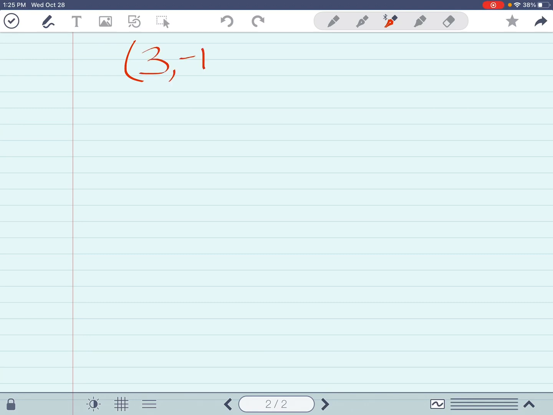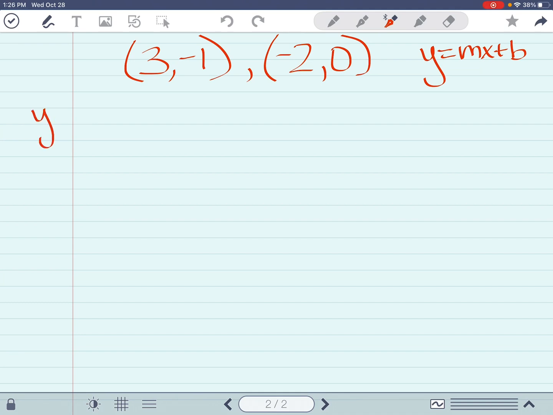Now the next slide, I'm going to remind you that if you're given 2 points, like (3, -1) and (-2, 0), let's say we're given these 2 points, you can also write the equation of the line in slope-intercept form by doing the following. You can calculate the slope here real quick by using this formula.